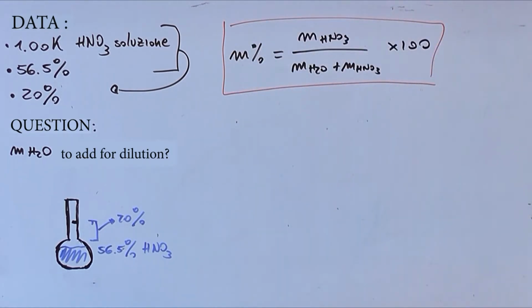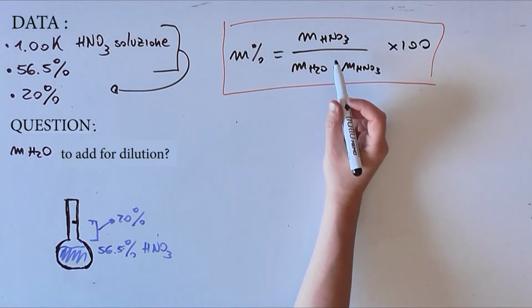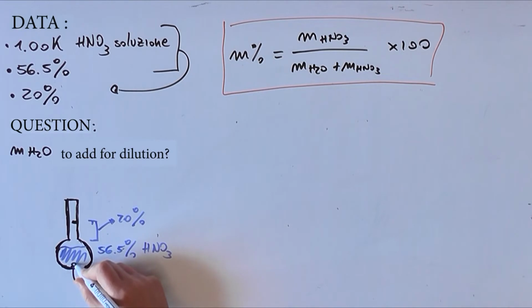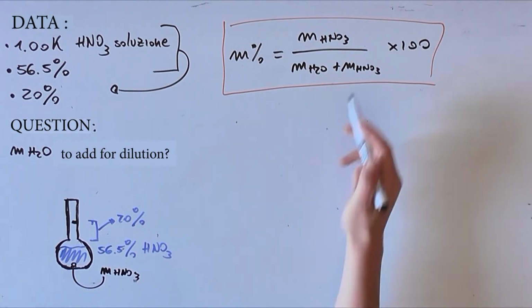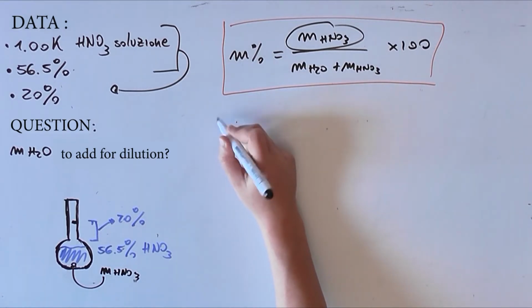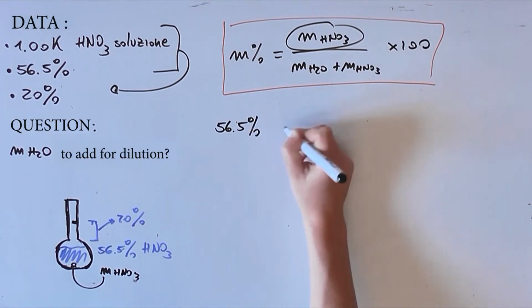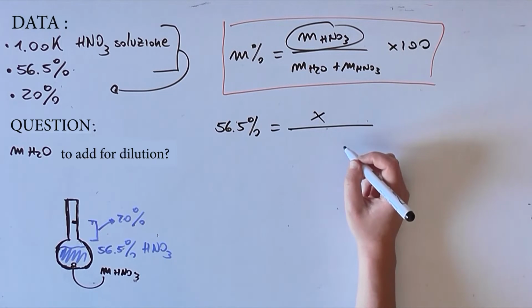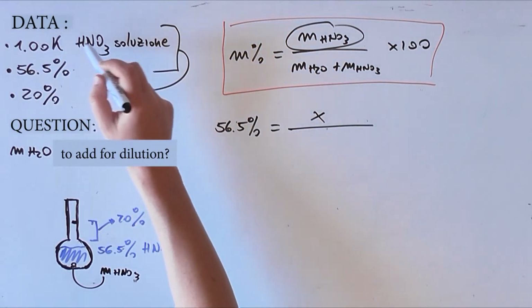So what happens here? It happens that I need to add water to dilute. So I need to add water in this flask. However, something is fixed here. And what is fixed? It's the mass of nitric acid that I have in the flask. This amount won't change. And I can also calculate it using the formula. So I will use 56.5% to calculate our X, which is the mass of nitric acid, and everything is divided by 1 kilo.